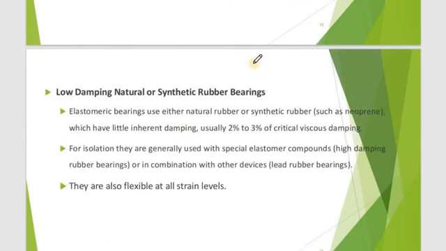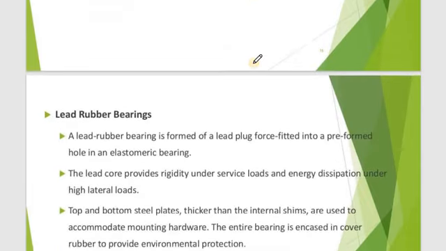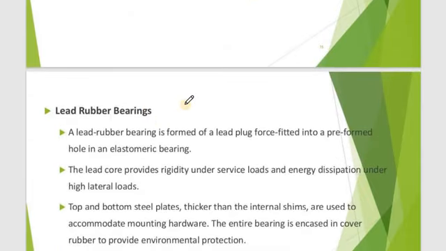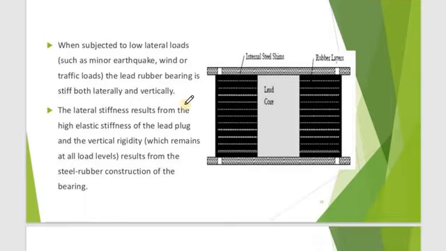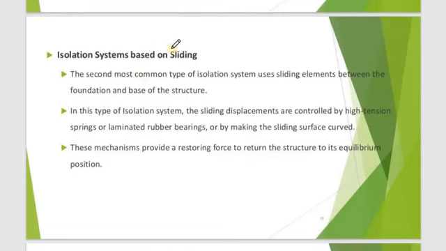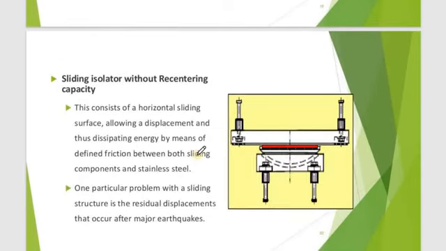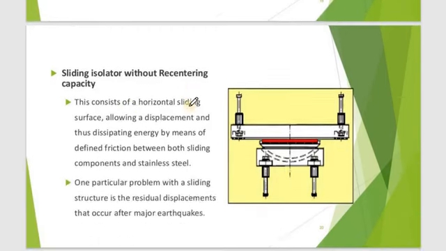Then this elastomeric bearing, you just read this. There are different types: lead bearing, lead rubber bearing. Then there is the isolation system based on sliding. That is, we will be providing this system. A system has been arranged.